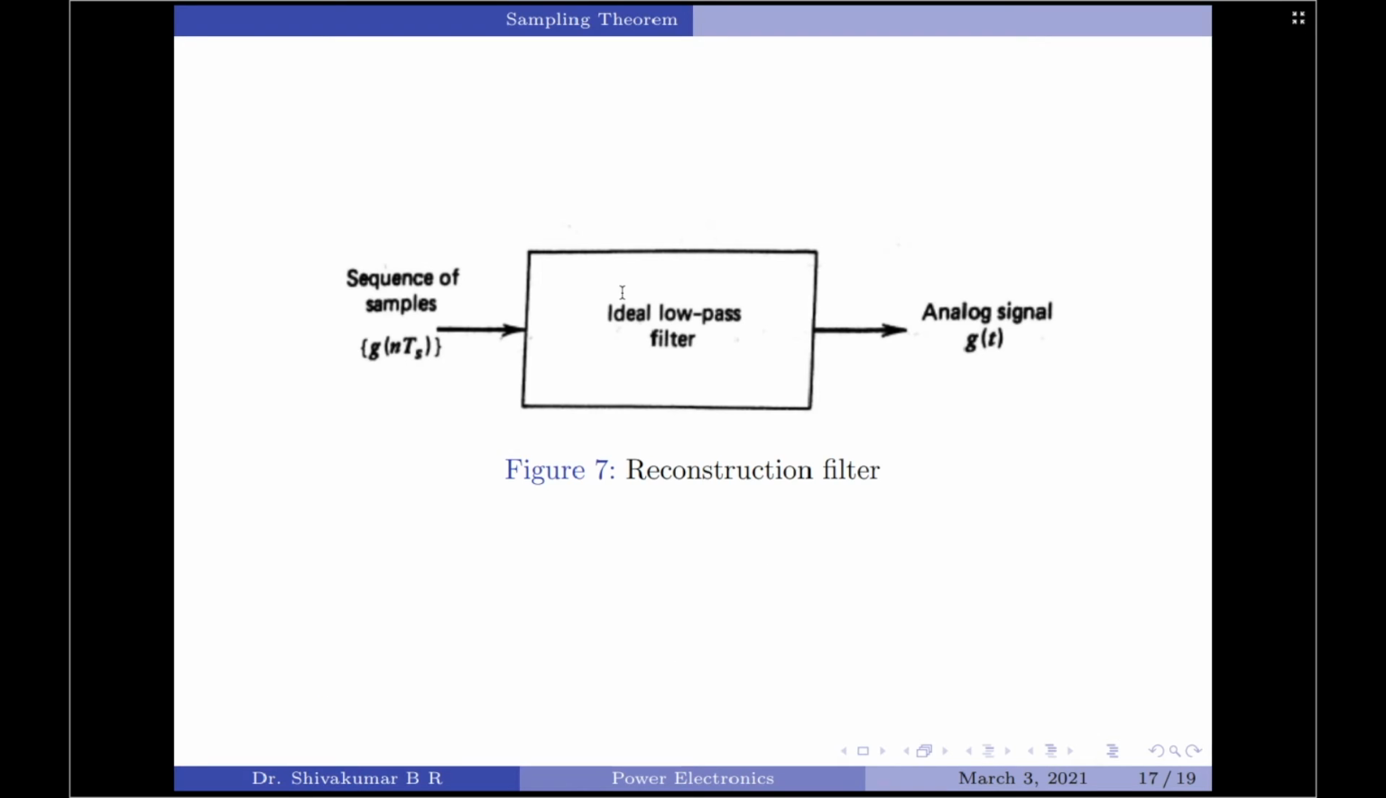is. This overall operation of reconstruction can be simply shown using a block diagram as shown in the figure here. That is, at the input of the reconstruction filter, we have a sequence of samples given by G of nTs, where Ts is equal to 1 by 2W. When this sequence of samples is passed through our ideal low pass reconstruction filter, we are going to obtain, in an ideal sense, our original analog signal G of t. Right. So, that is about both sampling as well as reconstruction of band limited or low pass signals.